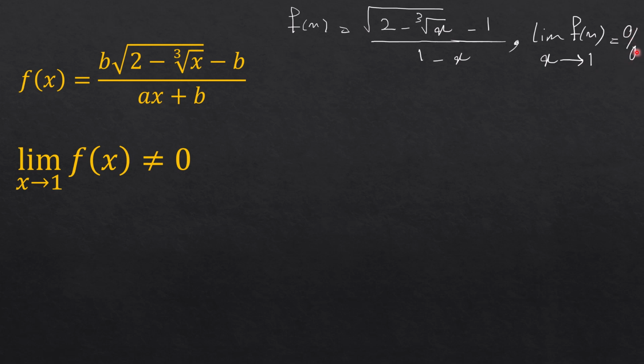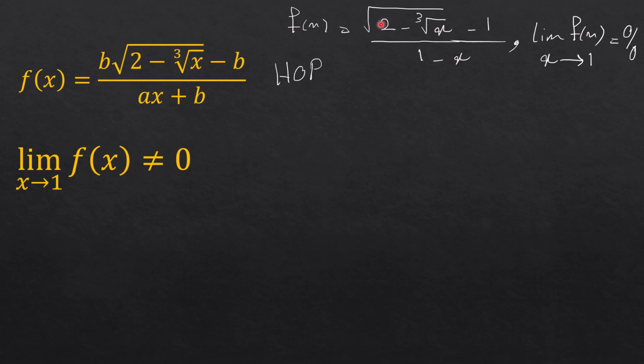This is an indeterminate form, and to find the actual limit of f of x where x approaches 1, one solution is to apply L'Hospital's rule. What does L'Hospital's rule say? It says to find this limit, you can calculate the differentiation of the numerator and the differentiation of the denominator and then replace x by 1, and then you'll find the limit of f of x.